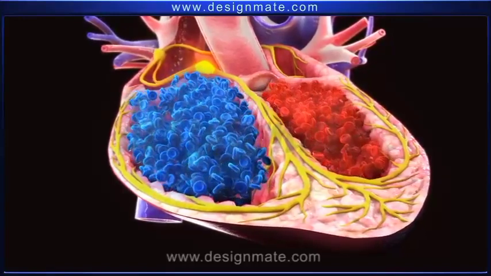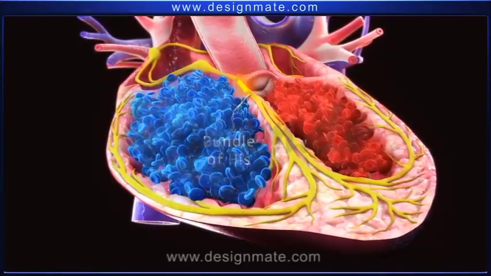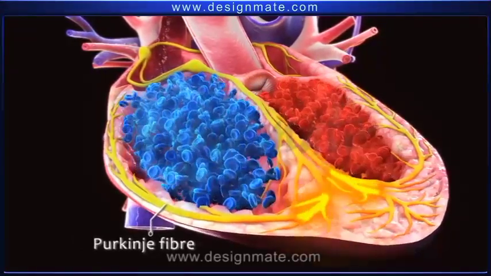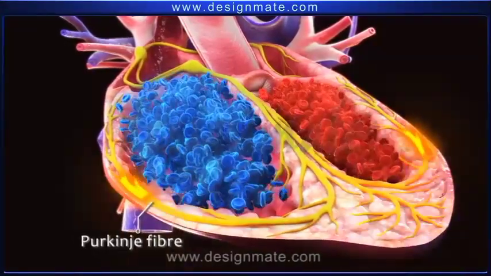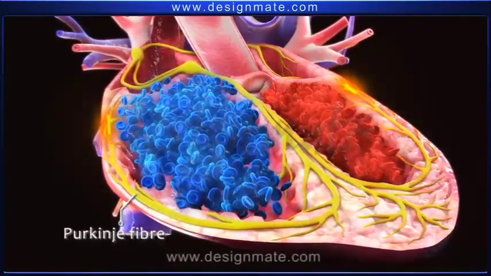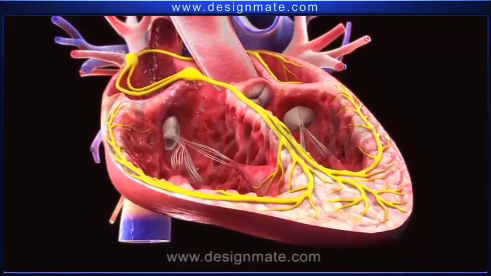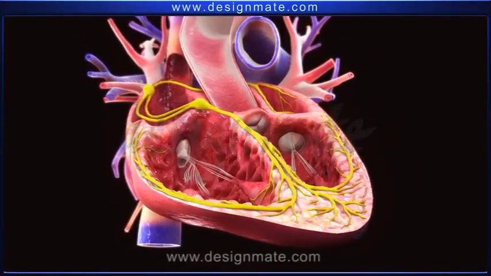Then, the impulse moves along the bundle of His and finally through the Purkinje fibers to spread all over the ventricular walls. Finally, the ventricular syncytium contracts, thus pumping the blood out through the aorta and pulmonary artery. This is the end of one cardiac cycle.